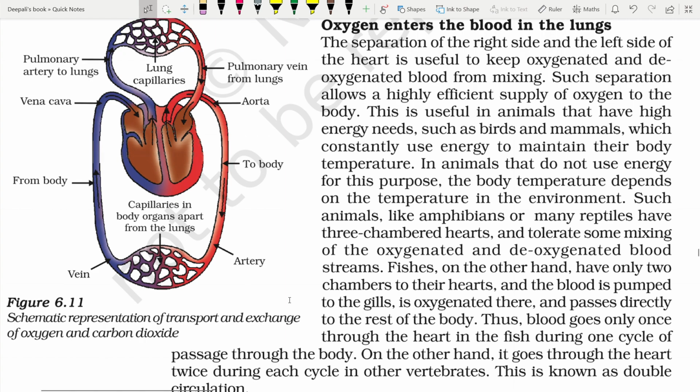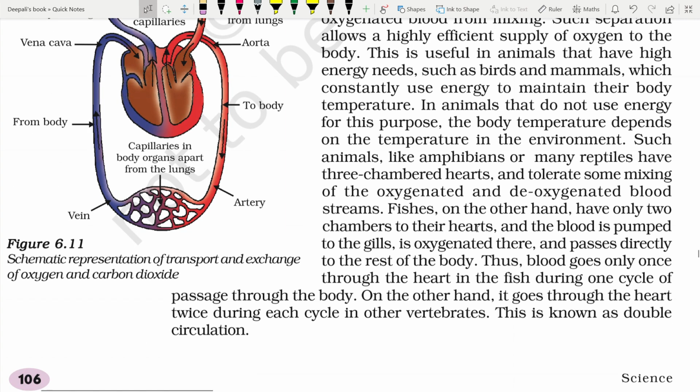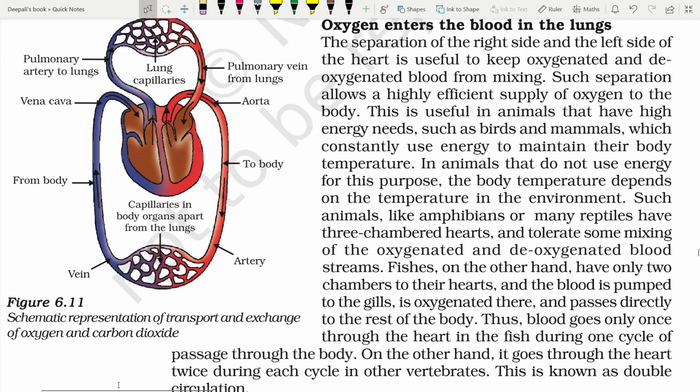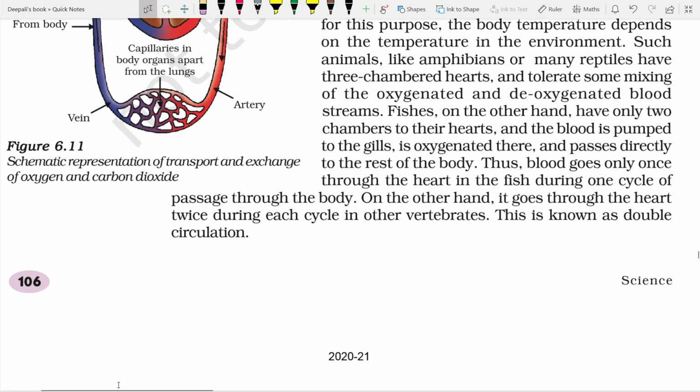Fishes, on the other hand, have only two-chambered hearts, and the blood pumped to the gills is oxygenated there and passed directly to the rest of the body. Thus, blood goes only once through the heart in the fish during one cycle of passage through the body. On the other hand, it goes through the heart twice during each cycle in other vertebrates, and that is why it is called double circulation. Are you very much clear with circulation of blood with the help of heart?